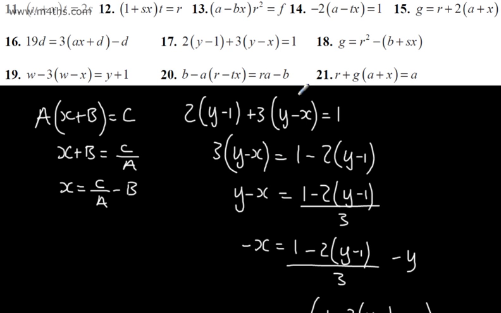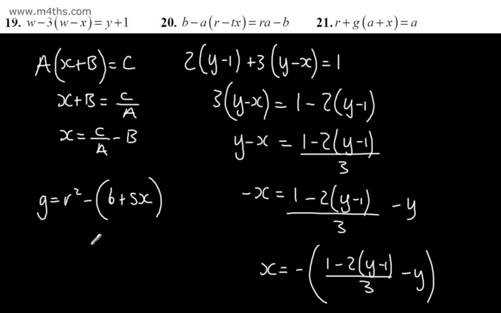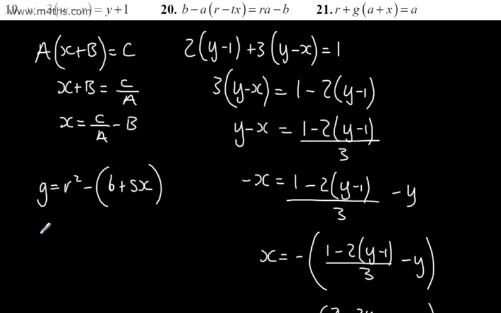Okay, let's go for this one right here. So what we've got then is g is equal to r squared minus the quantity (b plus s) multiplied by x, and we want to get x. With this one, I am going to add this quantity to both sides. So what we're going to have is the quantity (b plus s)x plus g is equal to r squared.